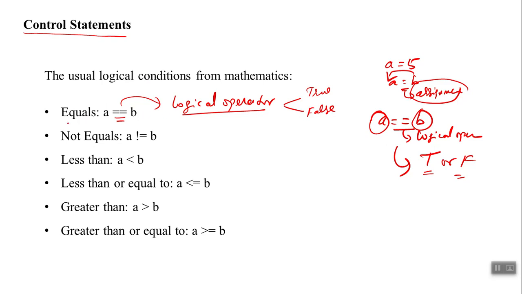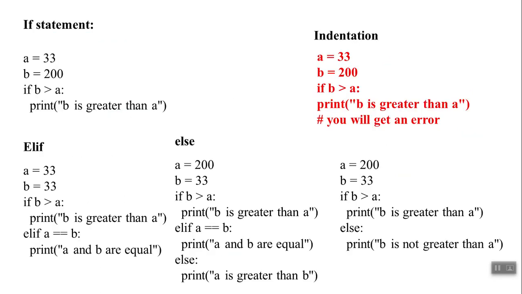When you want to check the condition as equals, you use a double equal to b. When it is not equal to, as in your C program, there is not equal to, less than or equal to, greater than or equal to. Those are the normal logical conditions you will be using. The first control statement is the if statement. The if statement is used for checking a condition: if the condition is satisfied, you do some process, or else you go for some other process.